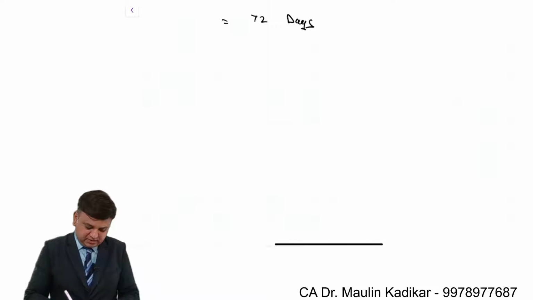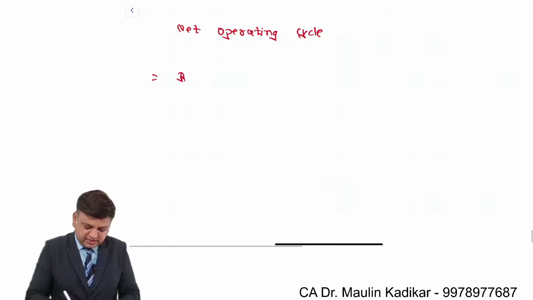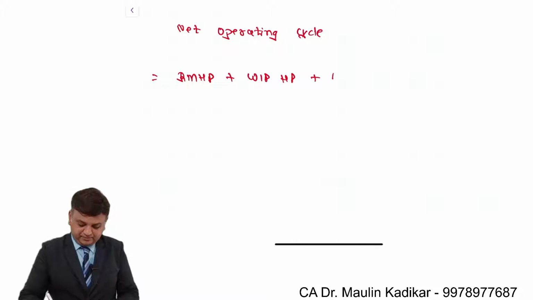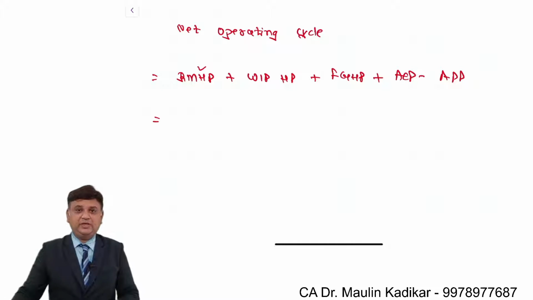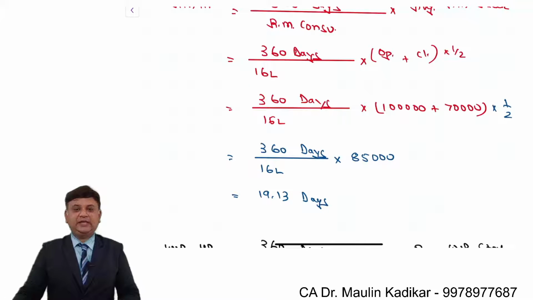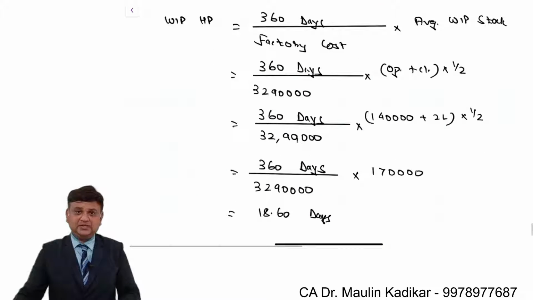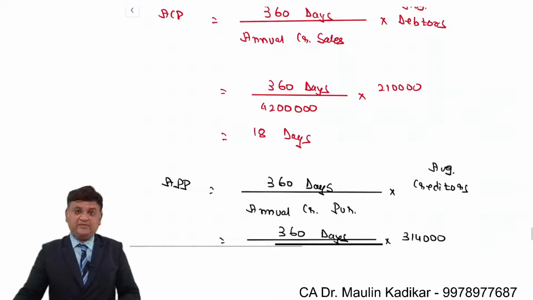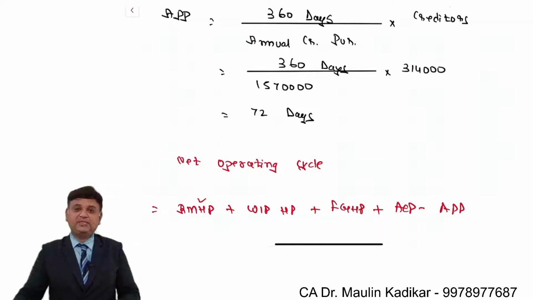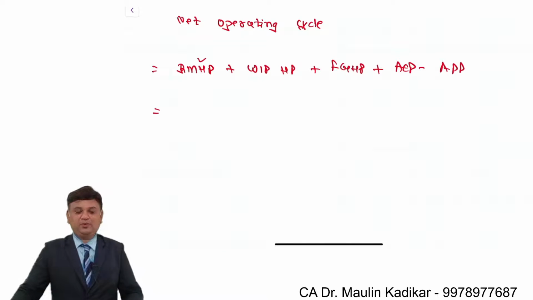So the final answer of the first question, net operating cycle. It is raw material holding period plus WIP holding period plus finished goods holding period plus average collection period minus average payment period. Raw material holding period is 19.13 days, WIP is 18.60 days, finished goods is 27.69, average collection is 18, average payment period is 72. Keeping all of them over here, we will compute the answer.